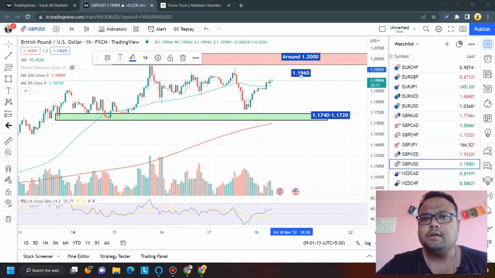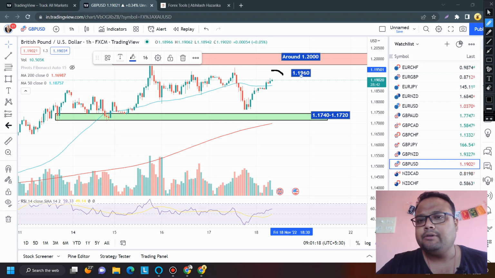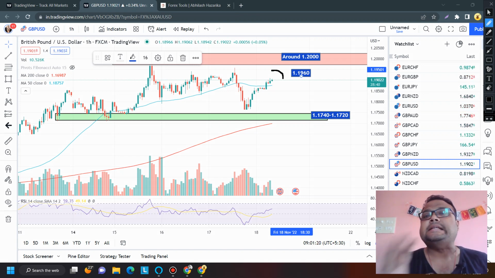See, if the market reverses from here and comes down till here also, you will be earning a decent amount of pips. 30 to 40 pips is a decent amount in this slow market at least.